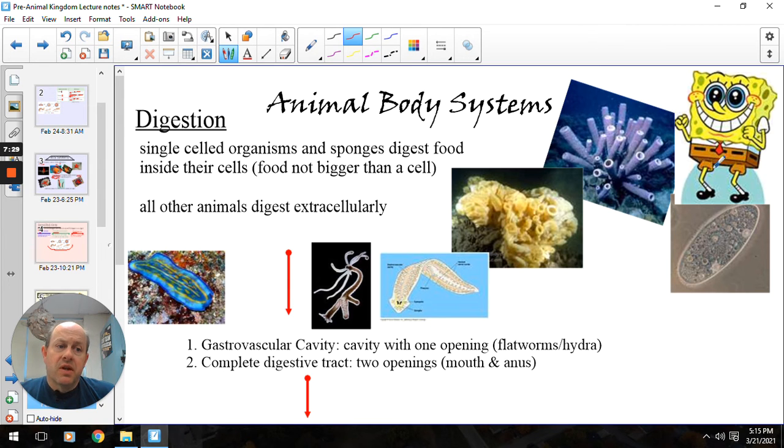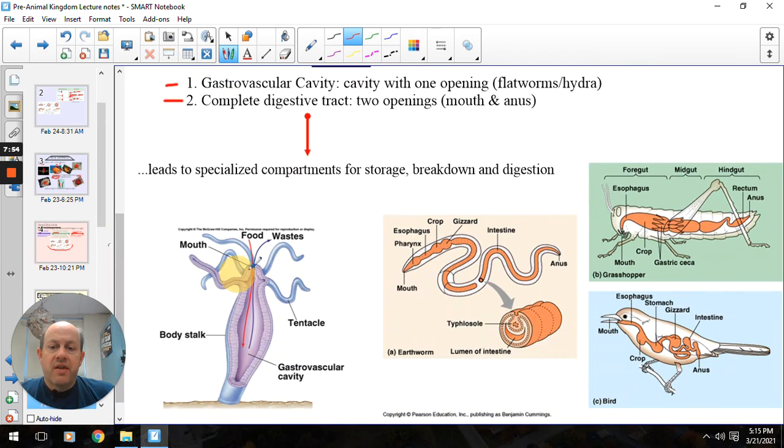The problem is, unlike SpongeBob, who likes his Krabby Patties, he can't eat those because if he's going to digest intracellularly, inside the cell, the food has to be small enough to fit inside the cell. So as we get more complex, then animals will have the ability to kind of start to digest extracellularly. And so that's a gastrovascular cavity or complete digestive tract. So if we have a gastrovascular cavity, we have one opening. And it's a little gross if you think about it. So that means your mouth is your pooper, so the food will go in, be digested in the gastrovascular cavity, and then it will come out the same opening as waste.